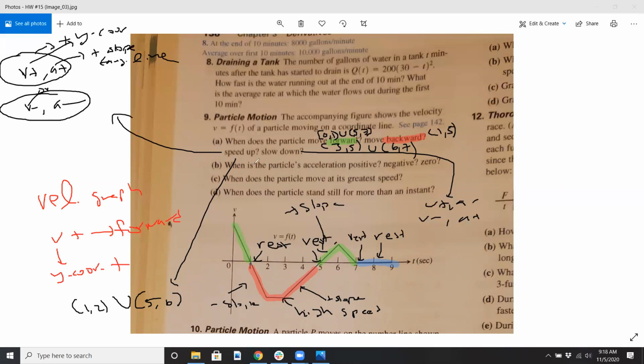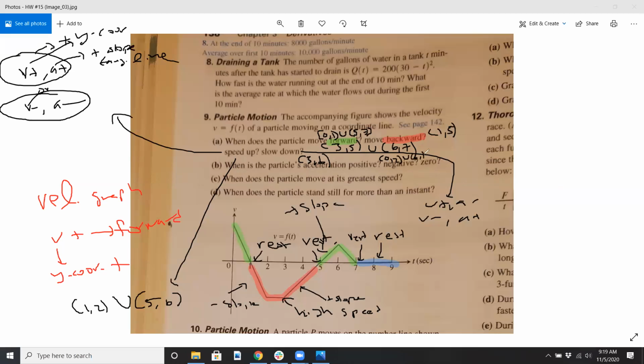I'm surprised that A was asked before B, because you really should have done B before speeding up and slowing down. The expression is positive from 3 to 6. You're not going to include 3 and 6, because acceleration is the derivative of velocity, and you have corners at 3 and 6. You don't include the corners. And also, we have a negative acceleration from 0 to 2, and also from 6 to 7.